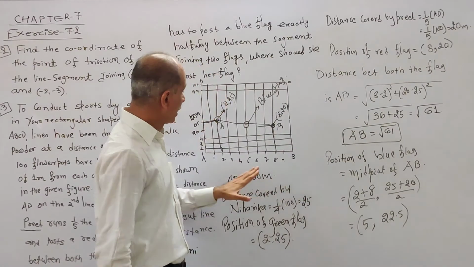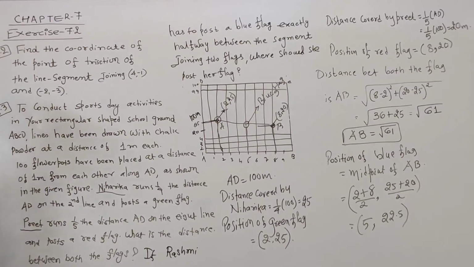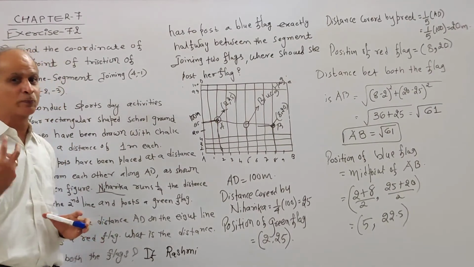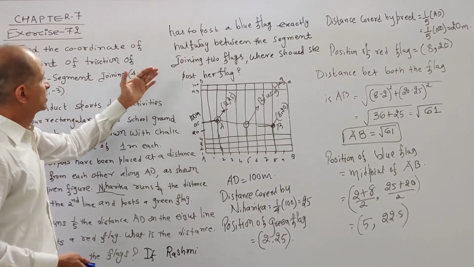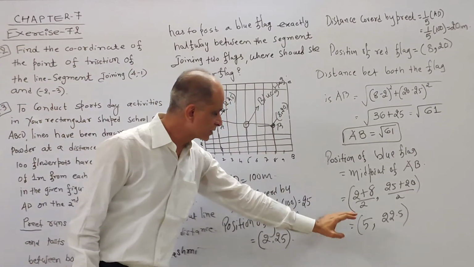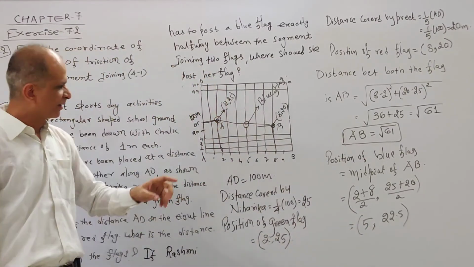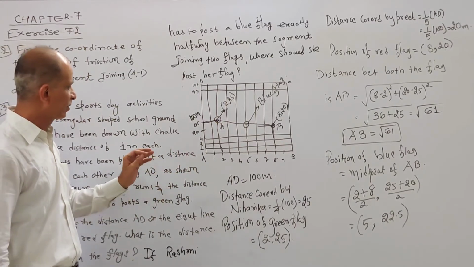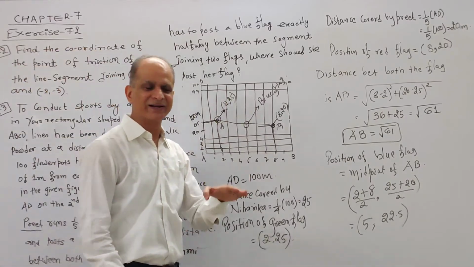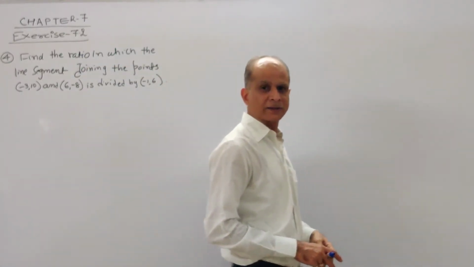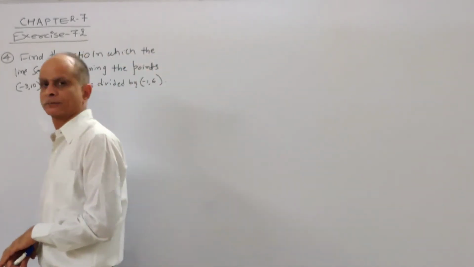And then Rasmi wants to post a flag, the blue flag, exactly between the line segment joining these two, green and red. So where should she post her flag? She should post her flag on the fifth line at a distance of 22.5 meters from A on line segment AD. So let me start example number 4 of exercise number 7.2.